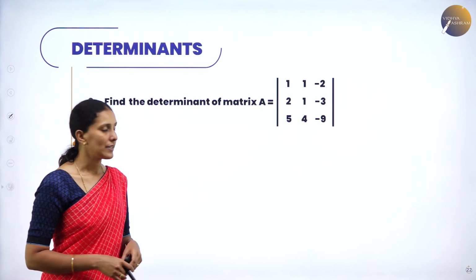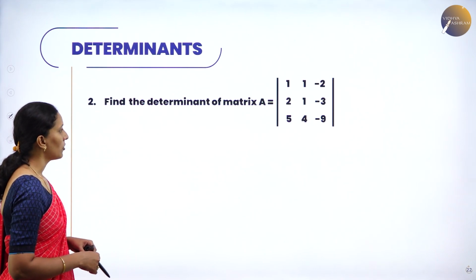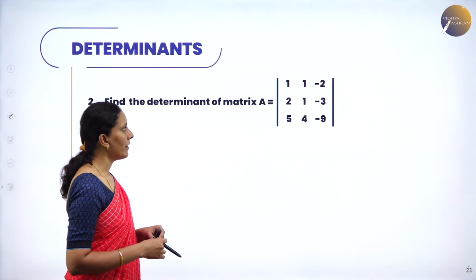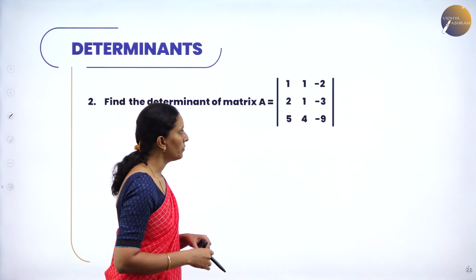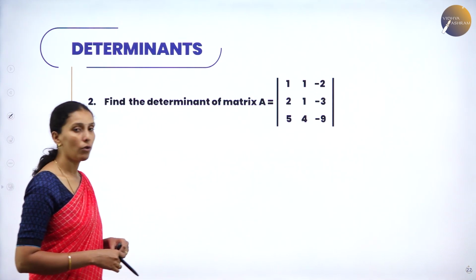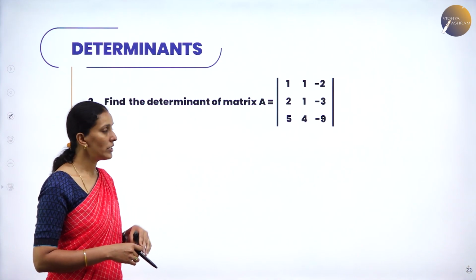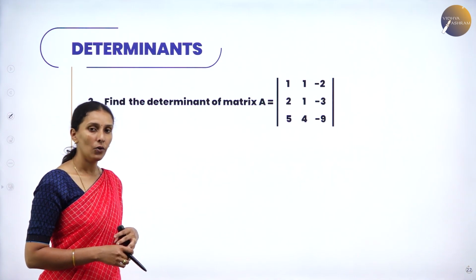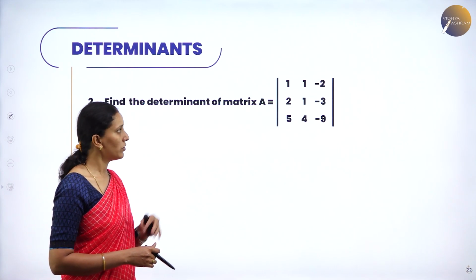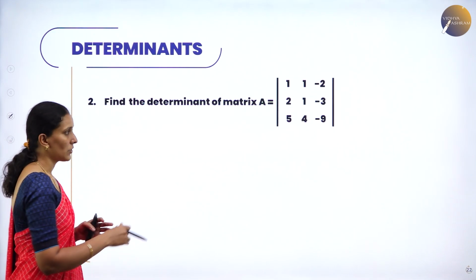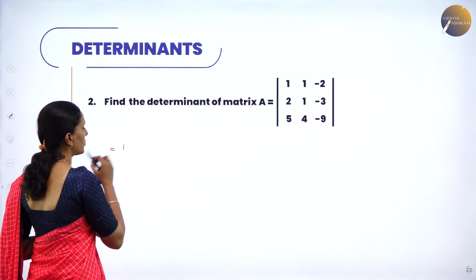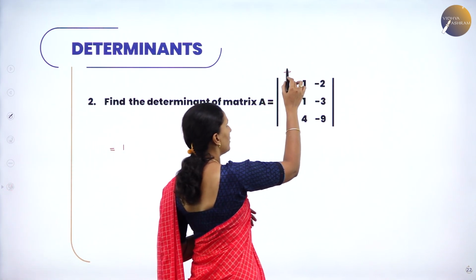Let's take one more example. Find the determinant of matrix A, 1, 1, minus 2, 2, 1, minus 3, 5, 4, minus 9. Here we don't have any zeros for easier calculation. Hence, you can use any row, any column for the expansion. I use the first row here. So, let's write 1. I'm using the first row.